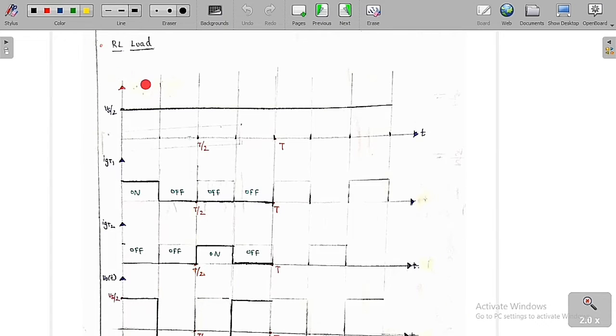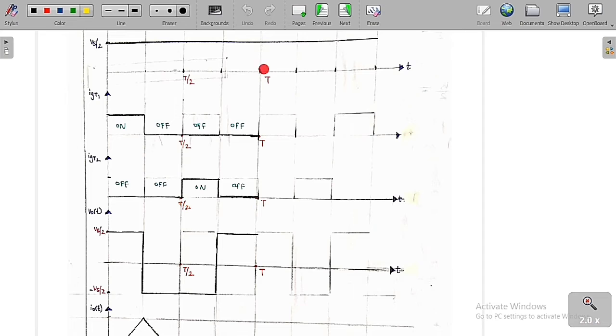Now we will go for the analysis of another load, which is the RL load. For the same single phase voltage source inverter, we are going to replace the resistive load by the RL load and then do the analysis. The input voltage is Vs by 2, which is always constant.